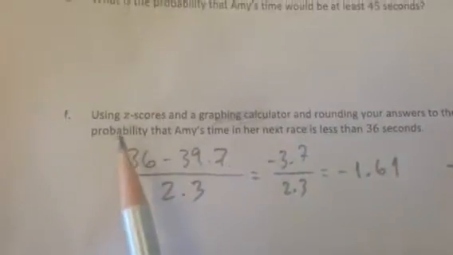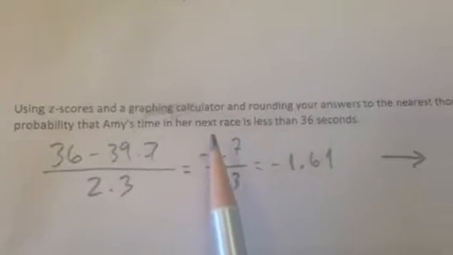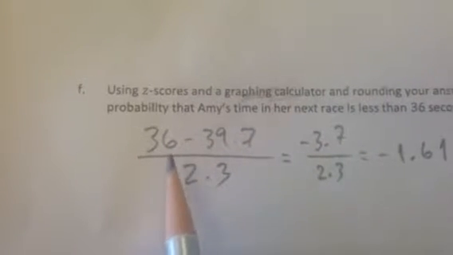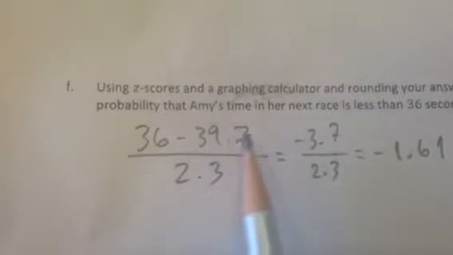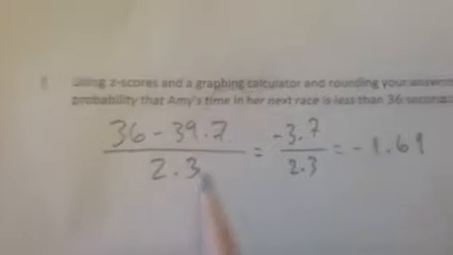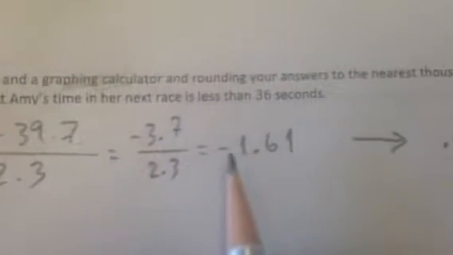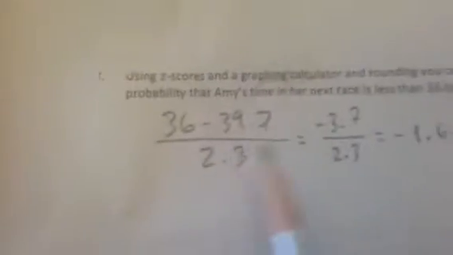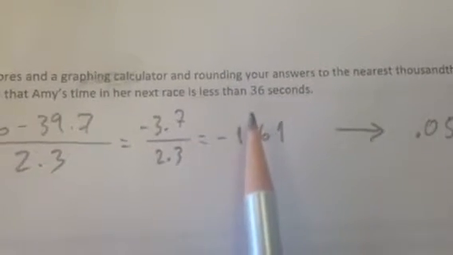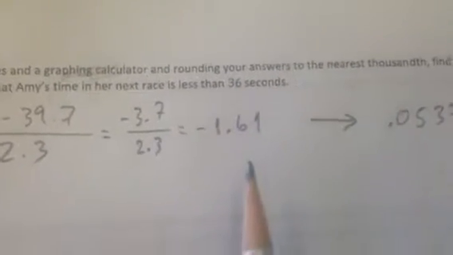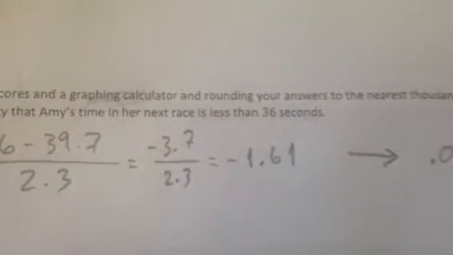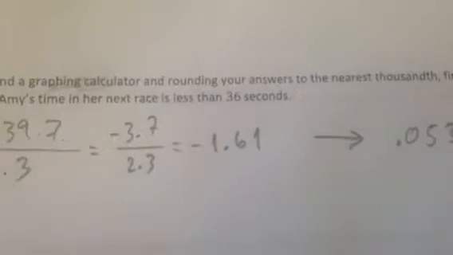In this case, the question is, what's the probability that Amy's time in her next race is less than 36 seconds? So we'll find the z-score for 36 seconds. There's our score. 36 minus 39.7 over 2.3 gives us negative 1.61. That's the z-score for 36 seconds. Now we're going to find the probability that her next race is less than this. And that, my friends, is exactly the number that shows up on the chart.